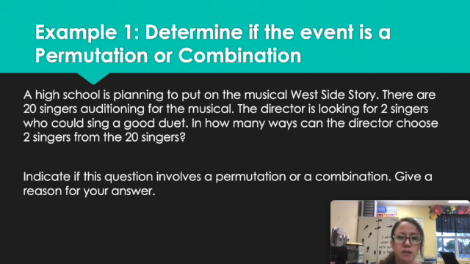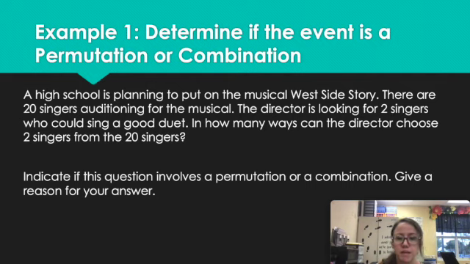A high school is planning to put on the musical West Side Story. Sorry, it's still early here. There are 20 singers auditioning for the musical. The director is looking for 2 singers who could sing a duet. In how many ways can the director choose 2 singers from the 20 singers?